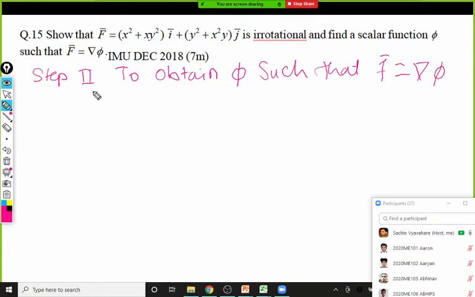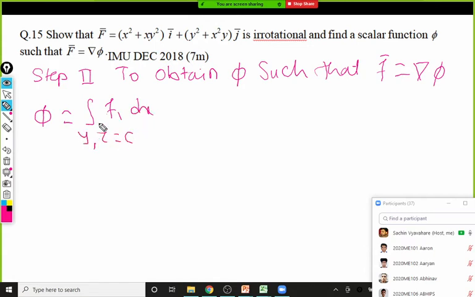Sorry, yes, phi equal to. So this is the way to directly use a shortcut formula. This formula is already given in the theory part of curl f bar on the slide. Curl f bar, that is property number 3. So the formula you have to remember is phi equal to integration of f1 dx, treating y and z as a constant.